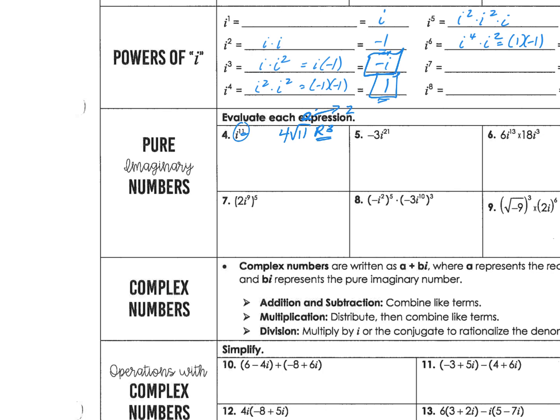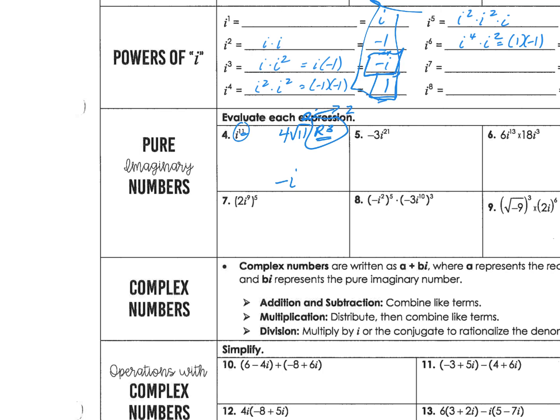So every time we go through a grouping of 4, it's just a 1. So those all pretty much drop away, don't they? So really all we're worried about is the remainder here, and that tells us where we need to look. All we really need to know is i to the first, second, third, and fourth. So i to the third is what? Negative i. So the answer to this is negative i.